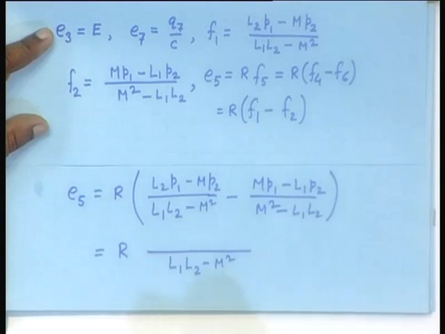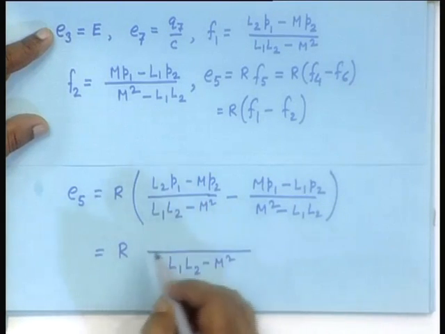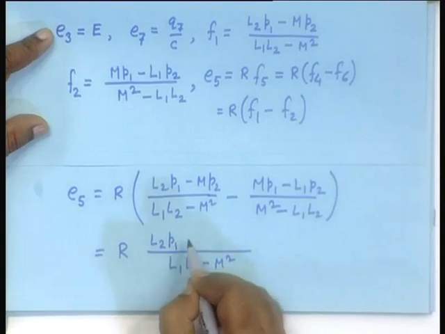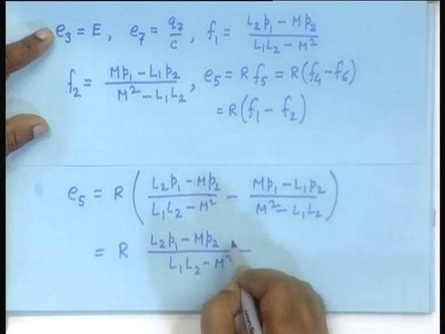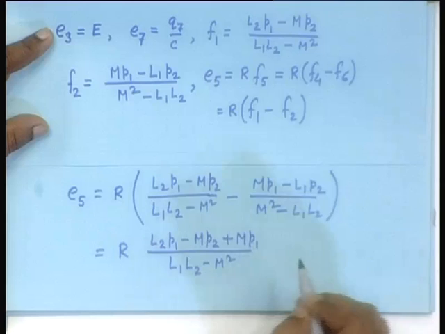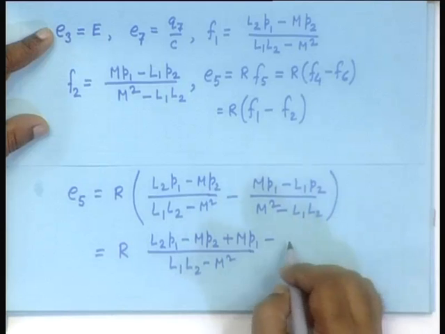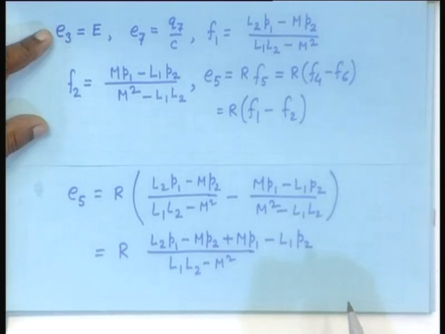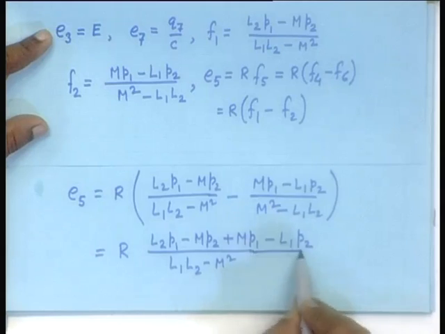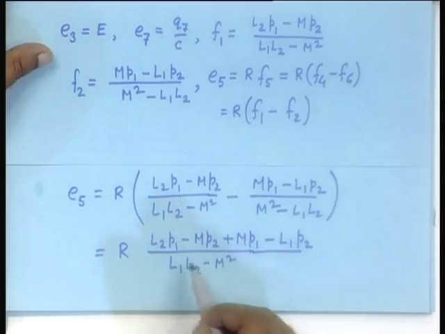Just shorten it: L1 L2 minus M square, this remains L2 P1 minus M P2 plus M P1 minus... Okay. Let's check, because I tend to make careless mistakes. So, please check.